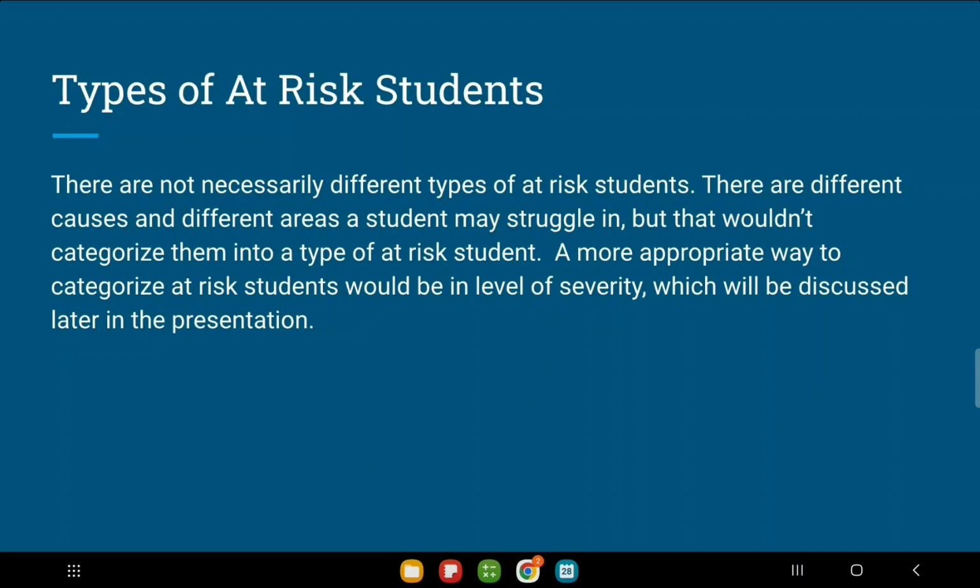Types of at-risk students. There are not necessarily different types of at-risk students. There are different causes and different areas a student may struggle in, but that would not categorize them into a type of at-risk student. A more appropriate way to categorize at-risk students would be in level of severity, which will be discussed later in the presentation.